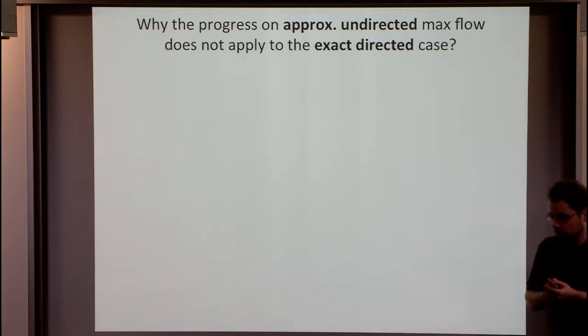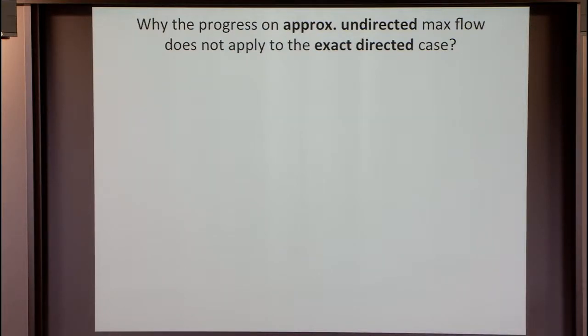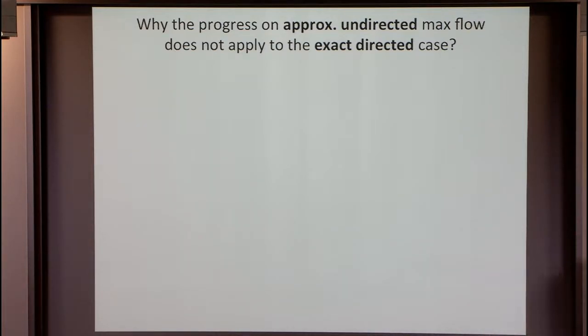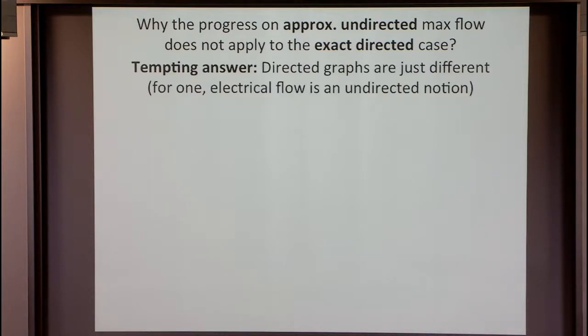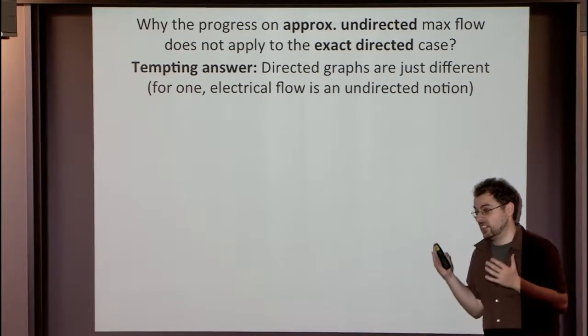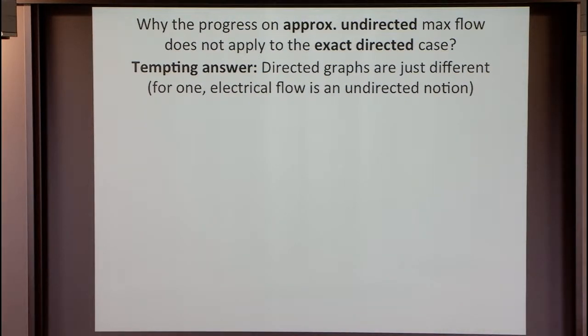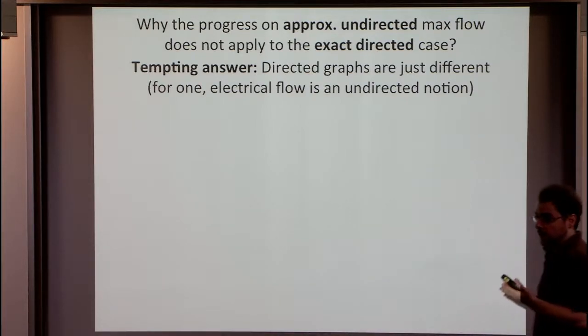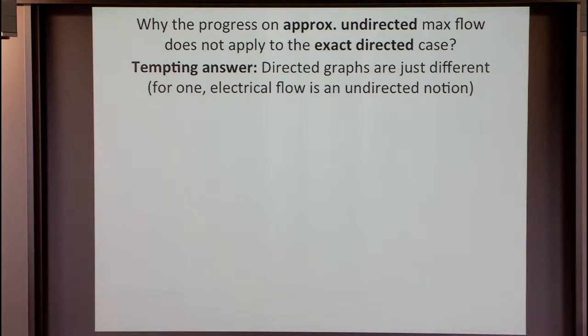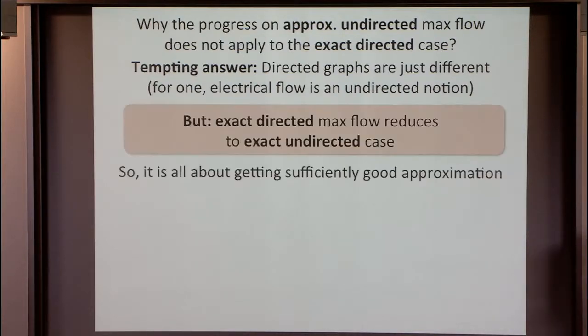Okay, so the obvious question, after these two hours of lectures, especially the lecture in the morning, is what Umesh also asked: you have such wonderful progress in the approximate and undirected regime, why are we not done? Why can we not just take this machinery and apply it to the directed case and be done with it? A tempting answer would be that we are dealing here with directed graphs, which are of course different from undirected graphs. And in particular, crucially, electrical flows are an undirected notion. It was crucial that the electrical flows we always compute are in the context of an undirected graph. So that's a tempting answer, but it's not the right answer.